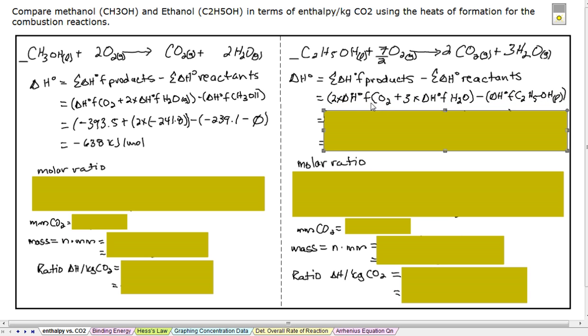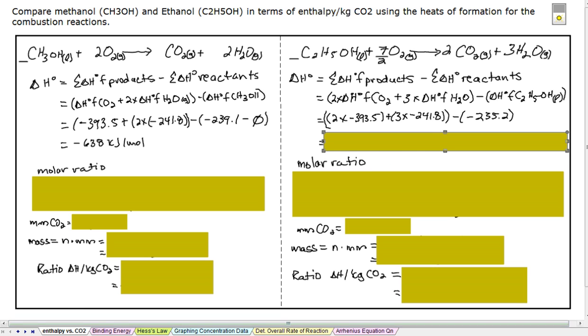So again, I set this up. Now notice that my ratios are definitely different. I have 2 moles of CO2 produced for every 1 mole of ethanol, and that's going to be important in a little bit. And I have 3 moles of water produced. I did the appropriate arithmetic there, and so I get the following values. Again, pretty similar to what we've seen for methanol. Then I come to my answer right there. So about twice the amount of energy.